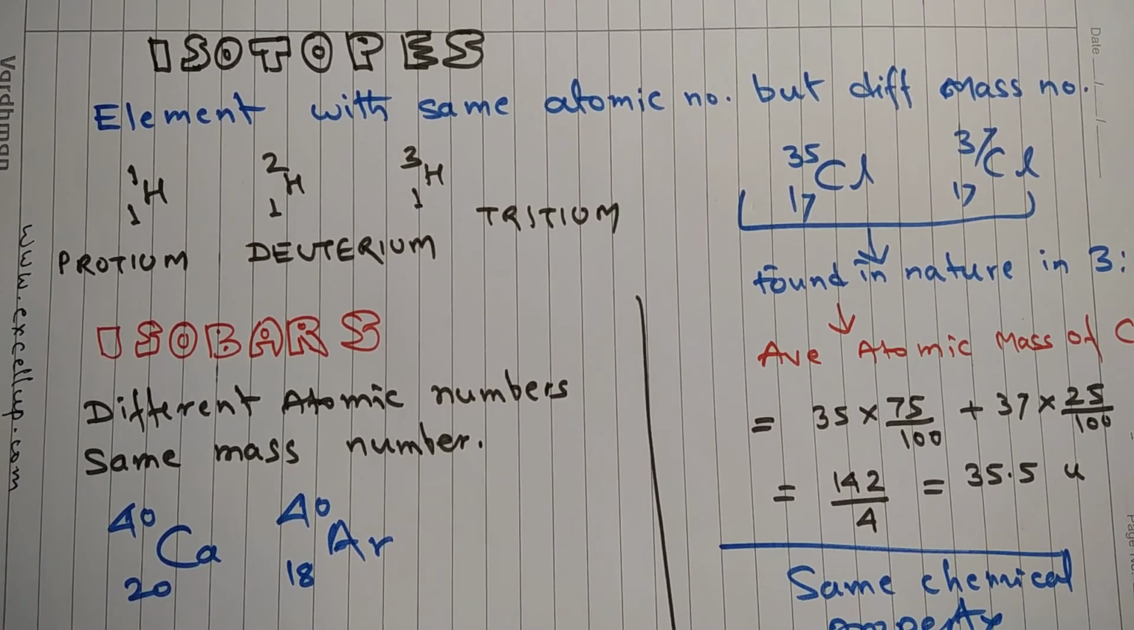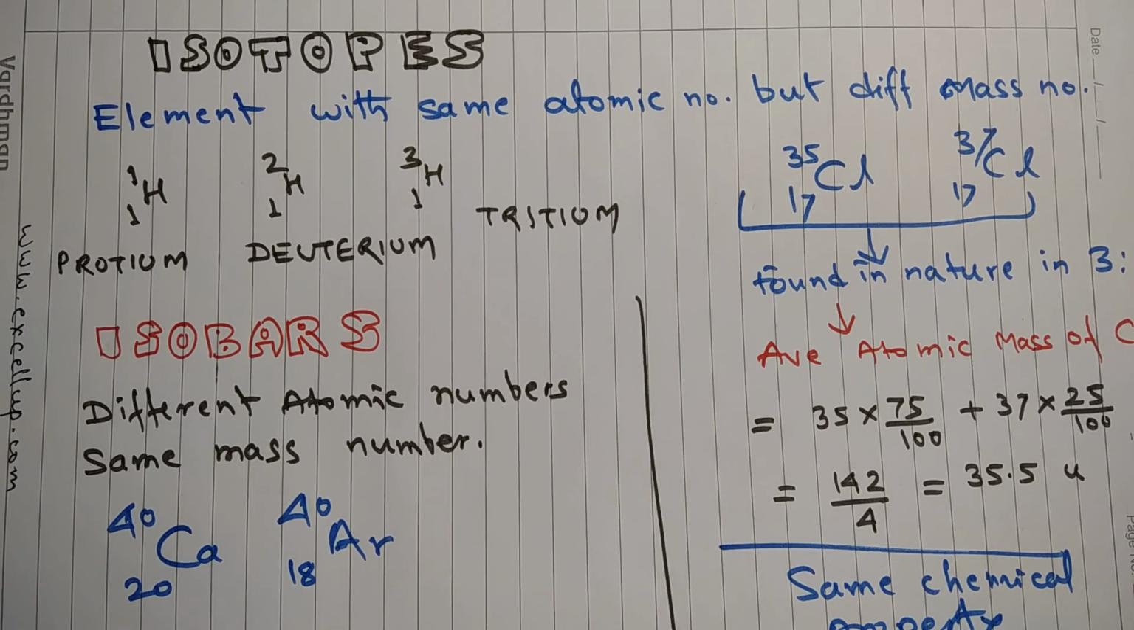Now let us talk about isobars. Elements with different atomic numbers but the same mass number are called isobars. So here are some examples. The mass number of calcium is 40 and mass number of argon is 40. So it is the same in both the cases, but atomic number of calcium is 20 and atomic number of argon is 18. So in case of isobars, they have different chemical properties because they are different elements altogether. Calcium is a different element, argon is a different element.